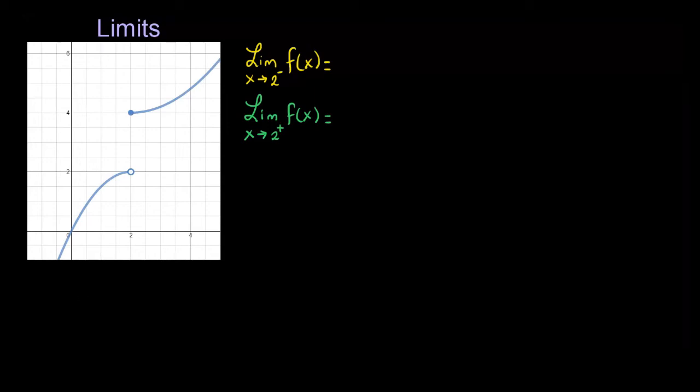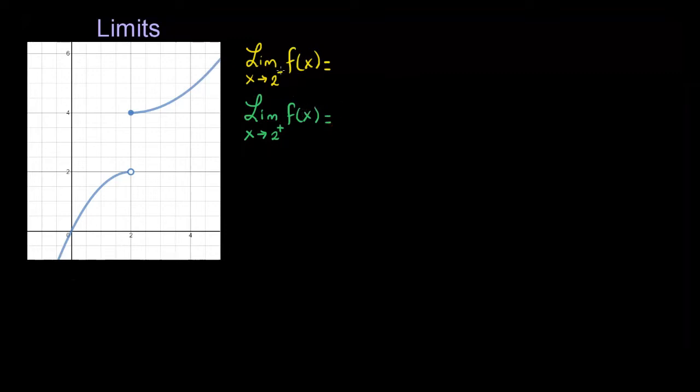Hi, here's a quick example of how to get a limit of a function from a graph. On this graph, I have my f of x depicted, and I'm asking two questions. The first: what's the limit of f of x when x approaches 2 from the left? And the second: what's the limit of f of x when x approaches 2 from the right?